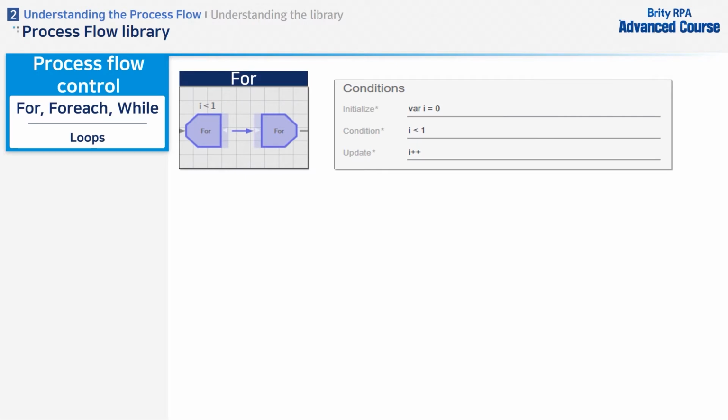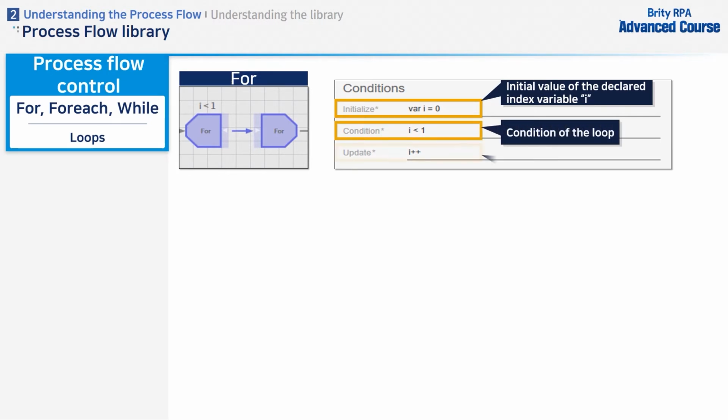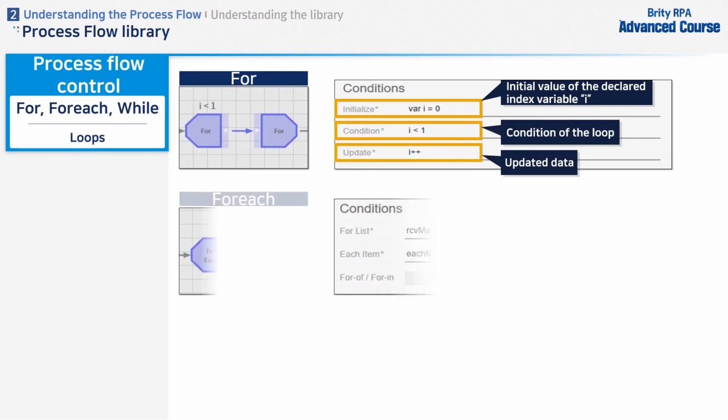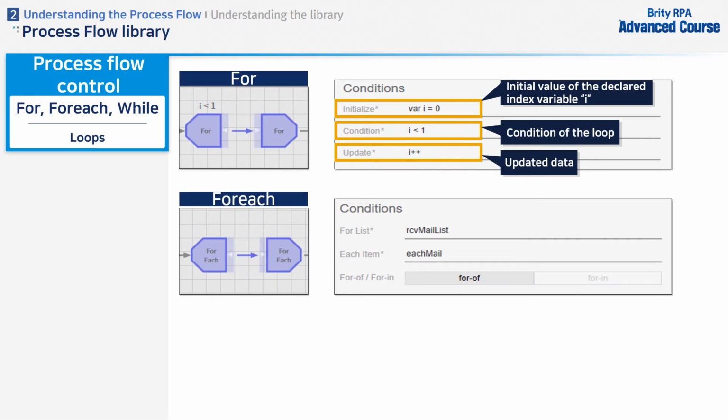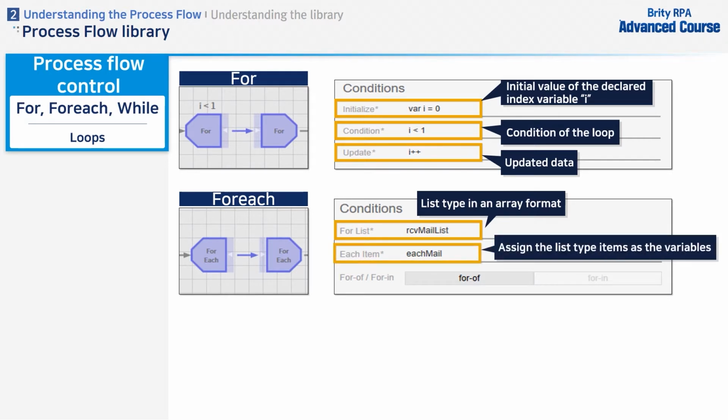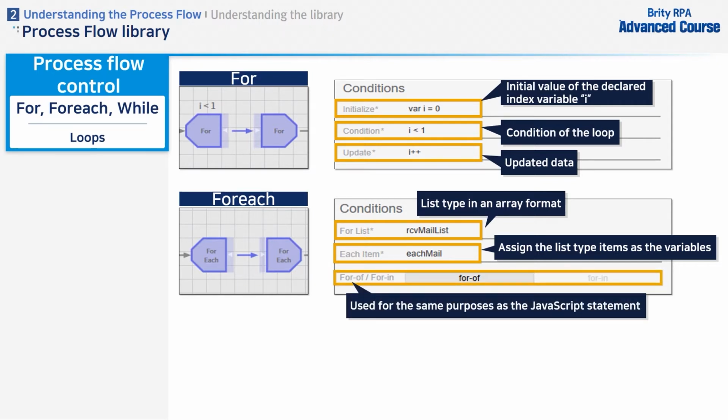In the for activity, set the initial value of the declared index variable I, the condition for the loop, and the updated data. In the for each activity, a list type in an array format is set for the for list statement. Then, each of the list type items are assigned as variables of the each item statement. The for of and for in statements are used for the same purposes as they are in JavaScript.